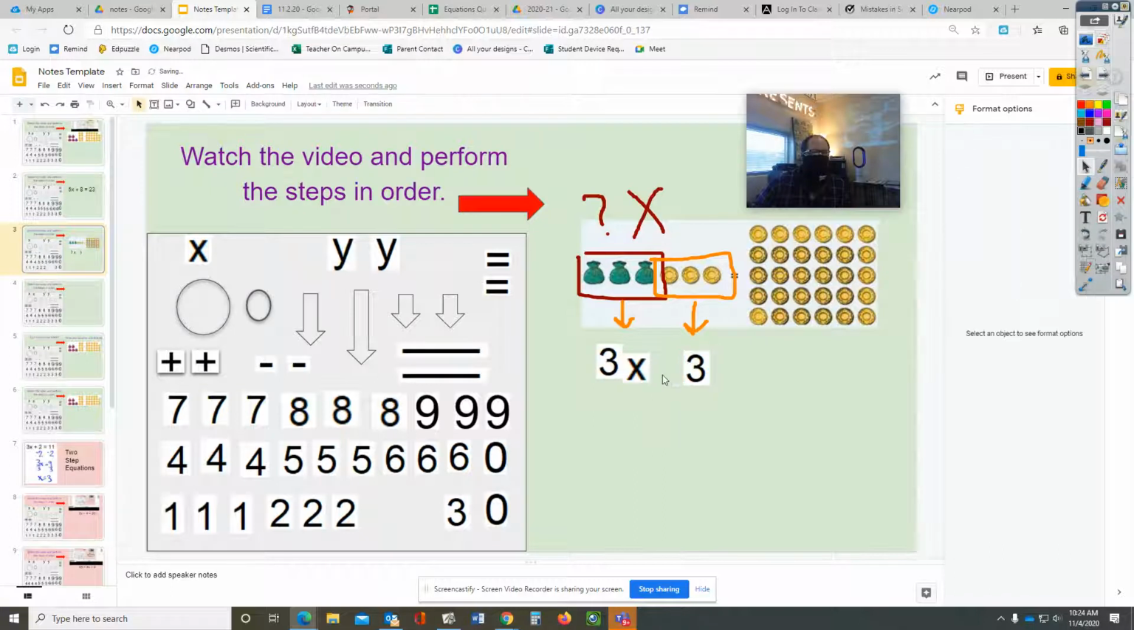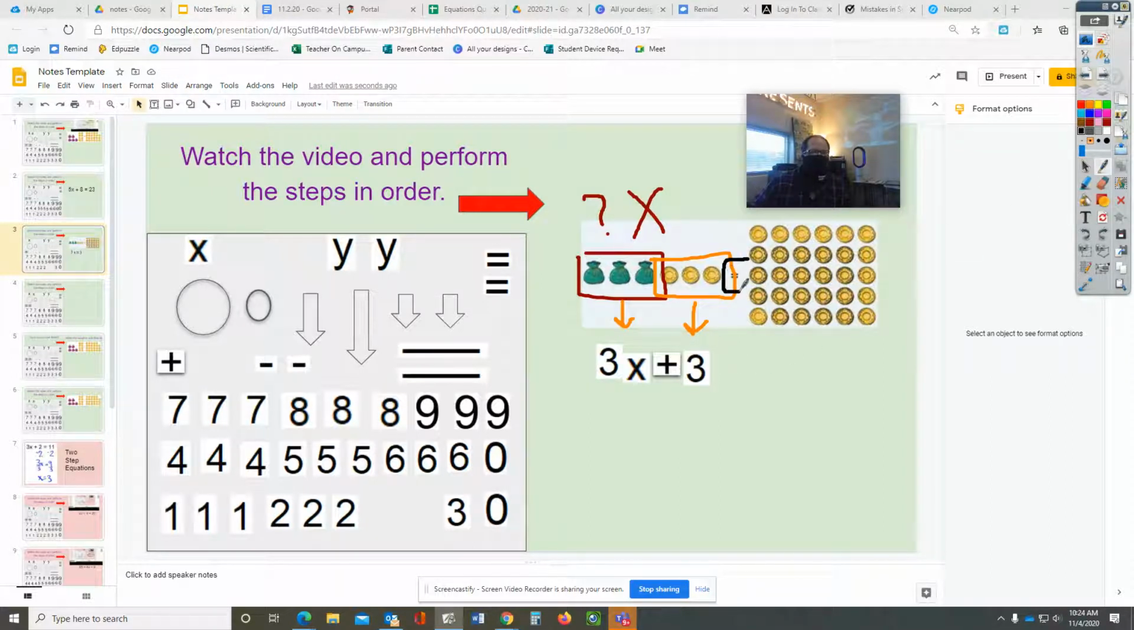Now I need an operation sign between here because, well, you can't have 3x3. It's got to be 3x something 3. Now, again, they're positive. They're not negative coins because we can see them. So I'm just going to put a plus sign right here between. So the left side of my equation is going to be 3x plus 3.